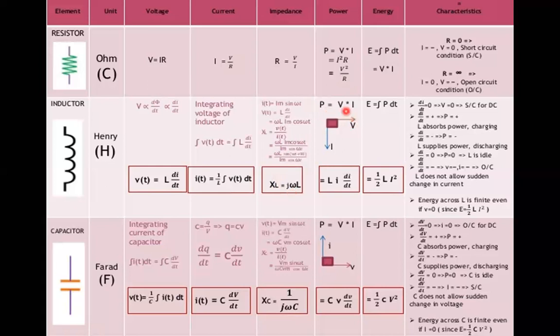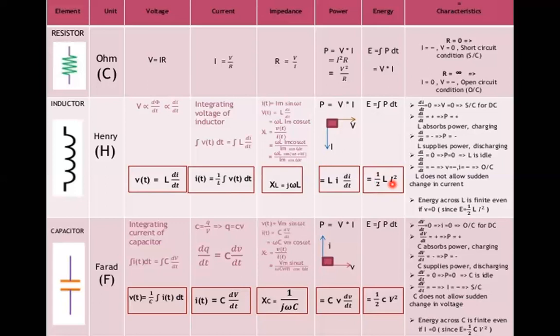Similarly, power is nothing but voltage into current. If you substitute all the values, this comes to Li into di by dt. And energy is the integration of P into dt, so this comes to half L i square.